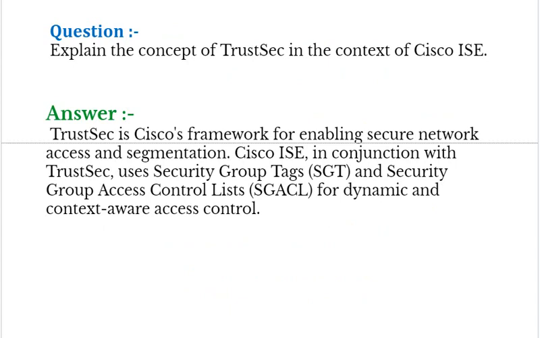Our interview question based on Identity Services Engine is: explain the concept of TrustSec in the context of Cisco ISE. Your answer should be: TrustSec is Cisco's framework for enabling secure network access and segmentation. Cisco ISE in conjunction with TrustSec uses Security Group Tags (SGT) and Security Group Access Control Lists (SGACL) for dynamic and context-aware access control.